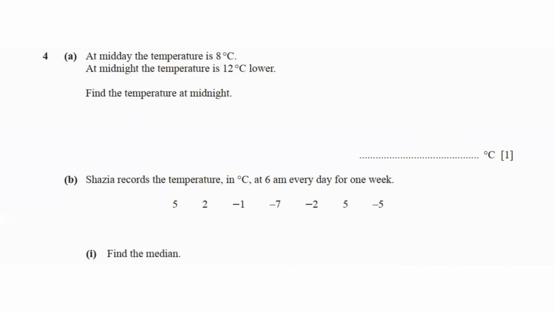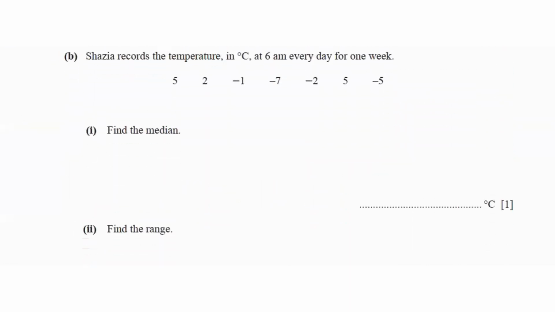Then in the next part, it says Shahji records the temperature in degrees Celsius at 6 a.m. every day for 1 week. Find the median and find the range. For the median, we'll rearrange the data values in ascending order, starting from the lowest, which is negative 7, then negative 5, then negative 2, negative 1, 2, 5, 5. Now the median is the middle value, which is negative 1. That is your answer.